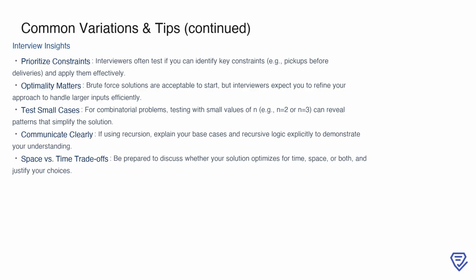For example, trying n equals 2 or n equals 3 can reveal patterns that make the general solution clearer. If you choose to use recursion, it's critical to explain your base cases and recursive logic clearly to demonstrate your understanding. Finally, be prepared to discuss the trade-offs in your solution. For instance, does your approach optimize for time, space, or both? Being able to justify your choices is crucial in demonstrating your problem-solving skills.